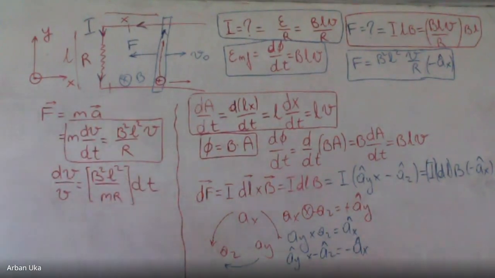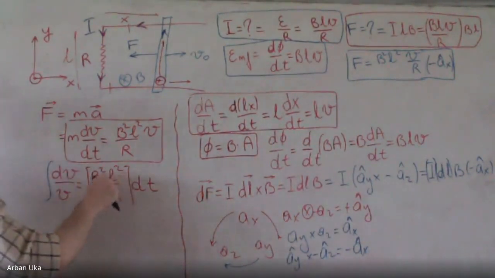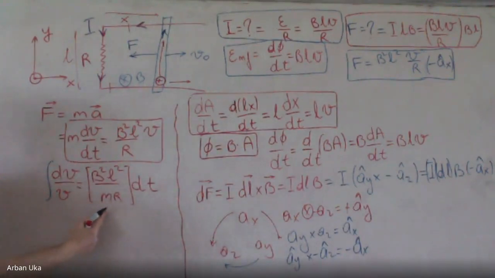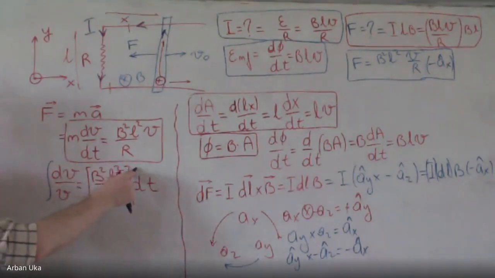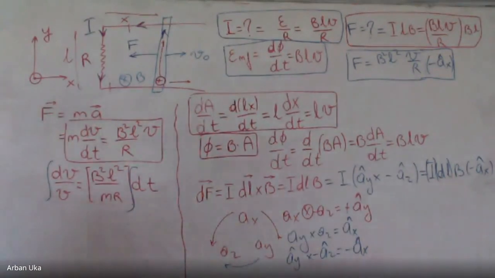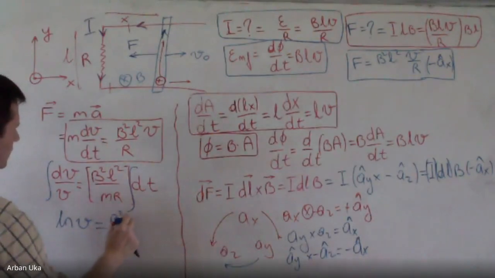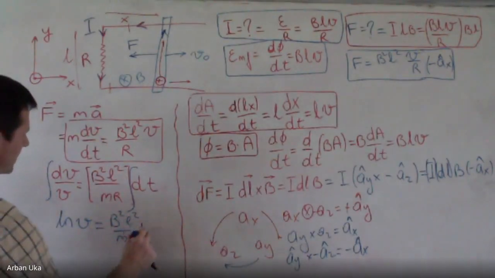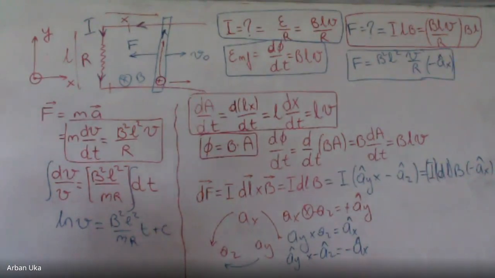Okay? And then all we need to do is integrate on both sides of the equation. Since these are all constants, I can put the integration sign either here or here. Since this is a constant, let me put it here, because constants can easily get out of the integral sign. And the integral of dv over v is the natural logarithm of the velocity. This is equal to B squared L squared over mR times time, okay? Plus some constant. Then we take the exponential on both sides of the equation.